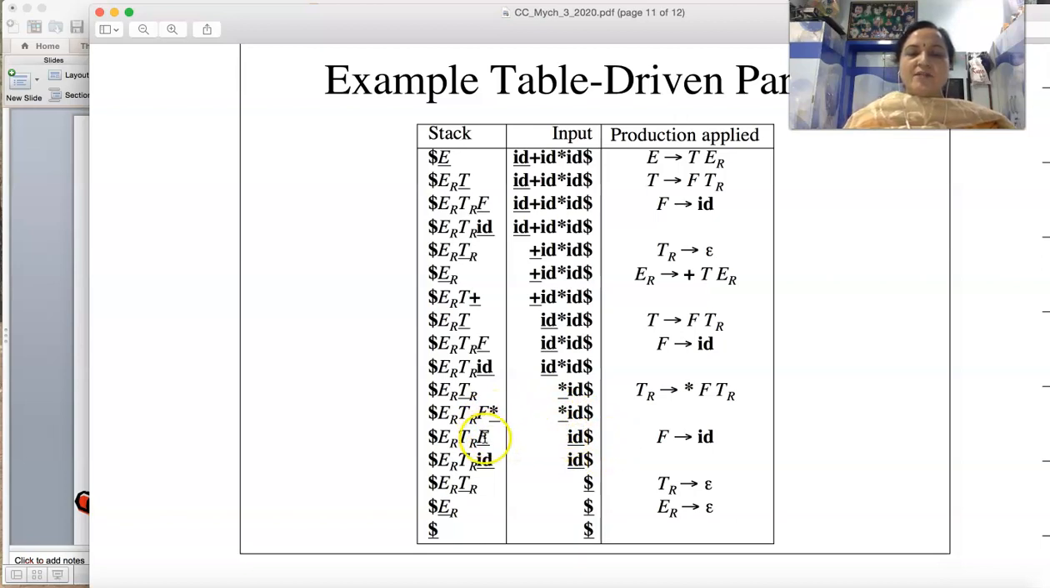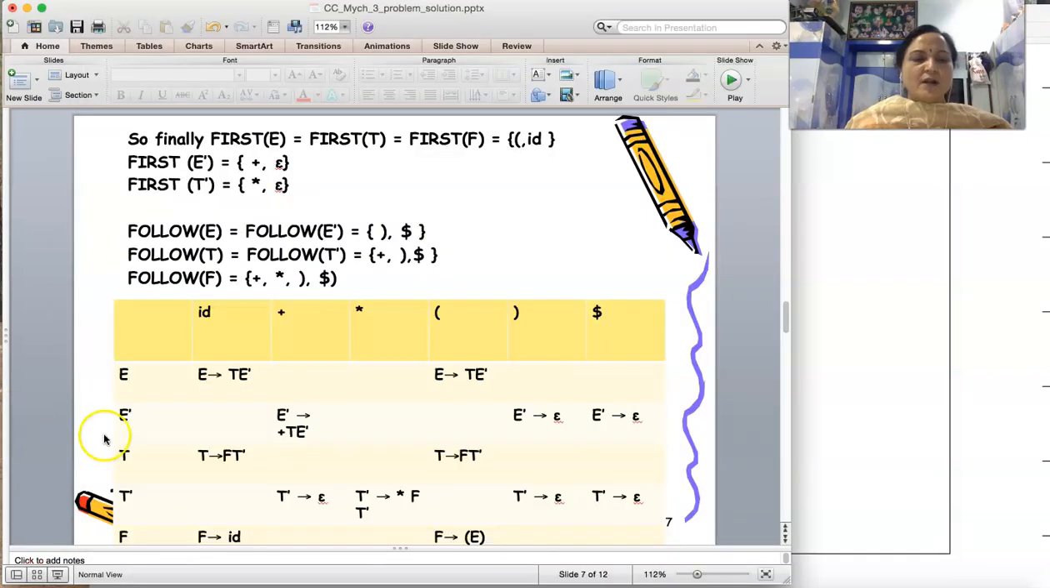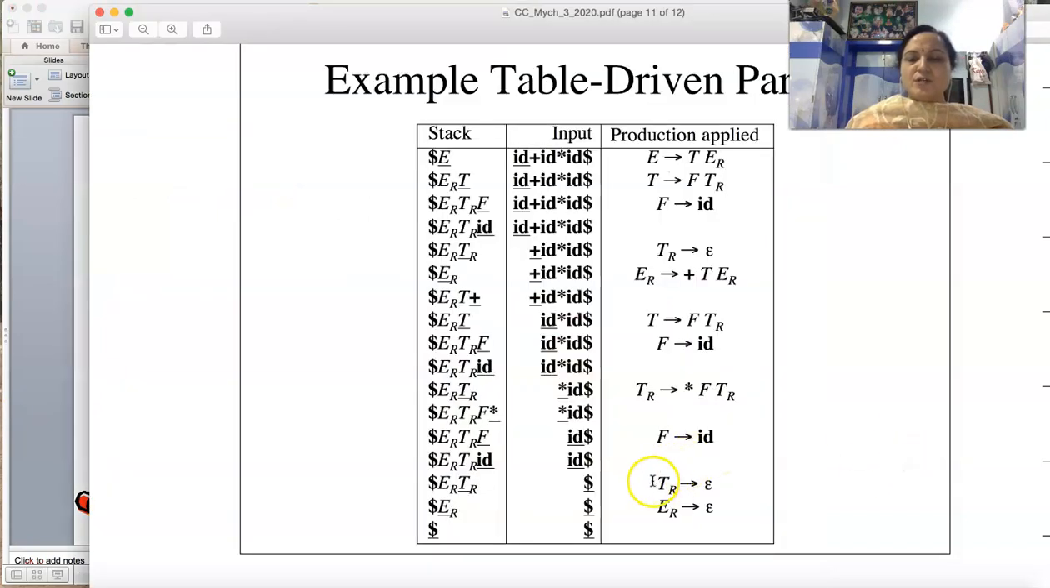Id and F cannot be matched. So use the production F tends to id written in the table. Pop out F, push id, and it will get matched. Dollar is remaining. Now dollar and T dash cannot be matched. So search the table with T dash comma dollar. You will find T dash tends to epsilon is the production to be used. So pop out T dash, insert epsilon.